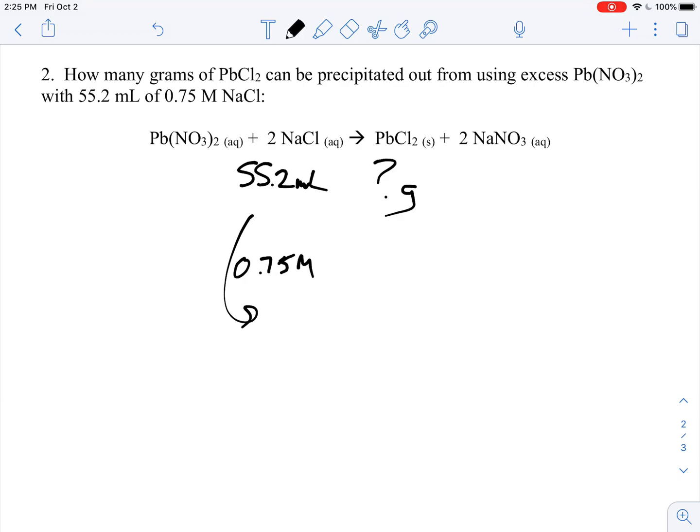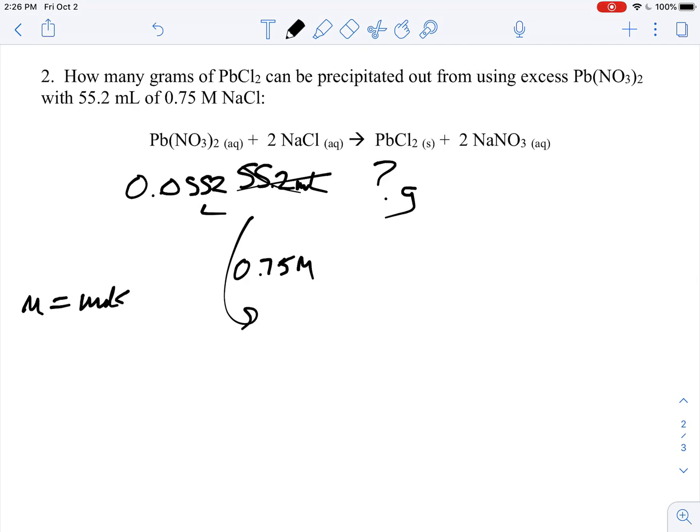Using the milliliters and the molarity, the first thing I have to do is turn that to liters. So that's 0.0552 in liters. And then again, we're going to use the equation that molarity is equal to the moles per liter, except this time I'm looking for the moles.